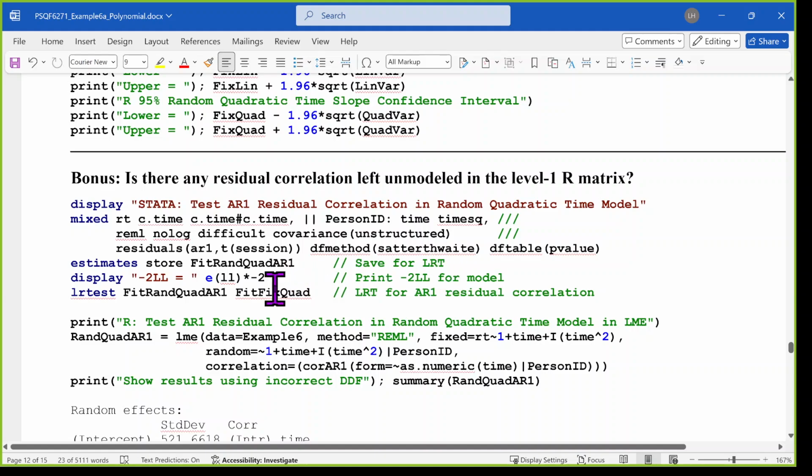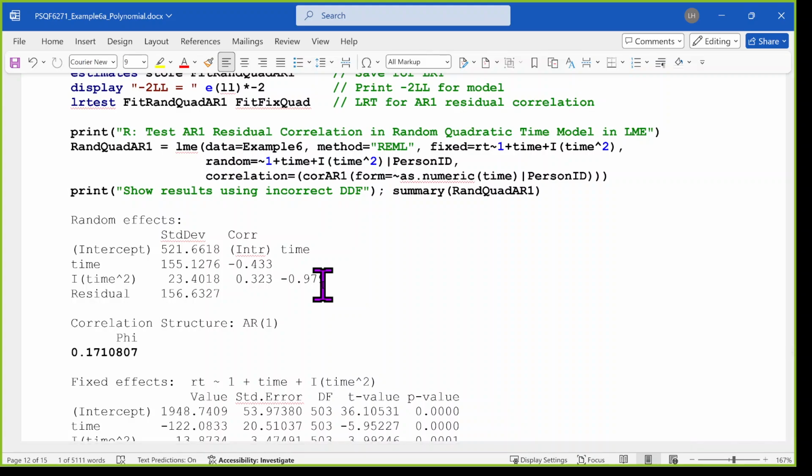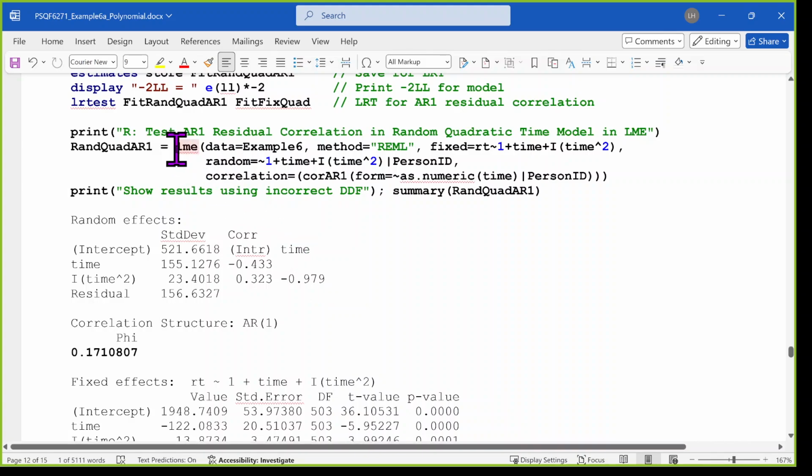So I tried adding an AR1 correlation here. I switched the type in Stata from independent to AR1. And to do the same thing in R, unfortunately, I had to switch packages. So the Elmer R matrix is diagonal only. That's the only choice that you get. So to introduce heterogeneity of variance or any kind of residual correlations, we need to switch over to the lme function within the nlme package.